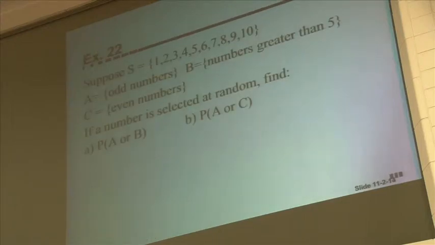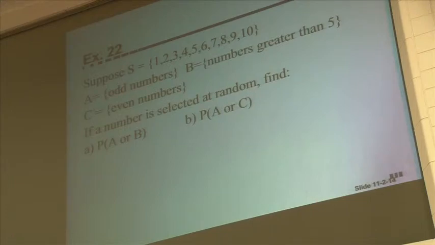Let's apply this. There's our sample space: 1, 2, 3, 4, 5, 6, 7, 8, 9, 10. Subset, or a specific group from our sample space: A is all of the odd numbers from the sample space. B is the set of all numbers greater than 5. It's another specific chunk of our sample space. And C is the set of all even numbers. Yet another specific piece from our sample space. If a number is selected at random, blindly choosing a number, find the probability that you choose something from A or something from B.